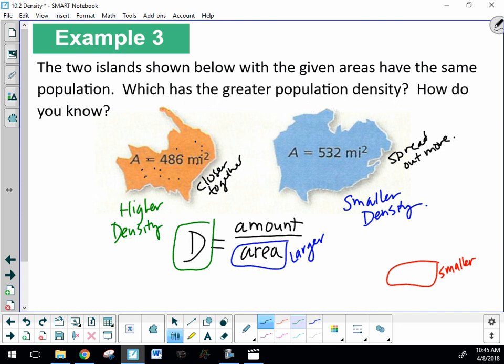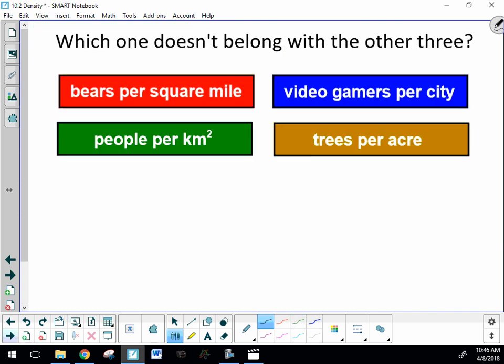This first island, the orange island, would definitely have a higher density. Those people would have to be living closer together. Okay, last one with area densities. One of these is not a good density. The other three are beautiful densities. So which one of these doesn't belong with the other three?